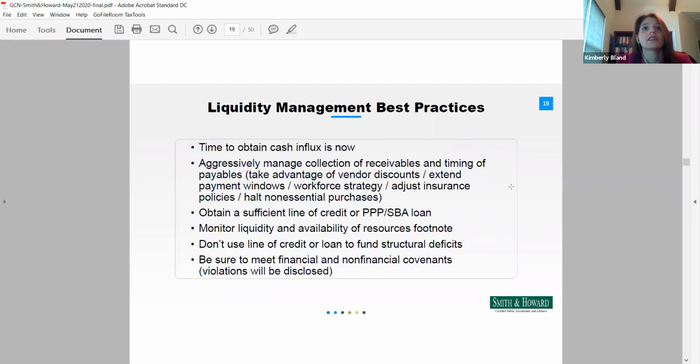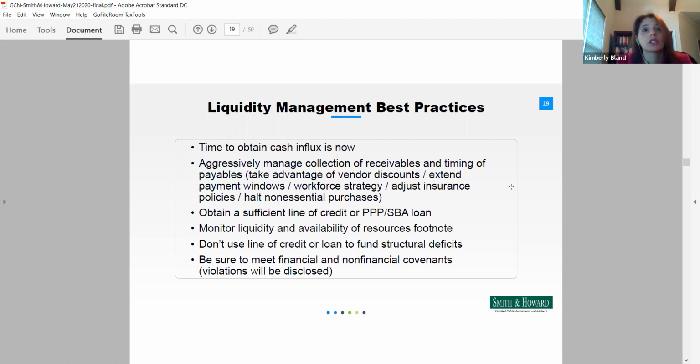On the next slide, we've got liquidity management best practices. Time to obtain cash is now, which is easier said than done as we're in a pandemic and there's not a whole lot of options. Talk to your donors that are passionate about your mission. They're the ones that can help with various grants and things. There's limited opportunity, not as much opportunity as there was before the pandemic, to try to bring cash in.